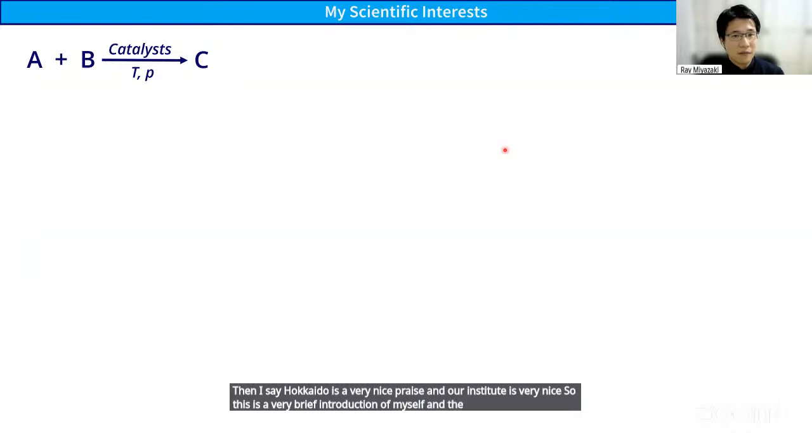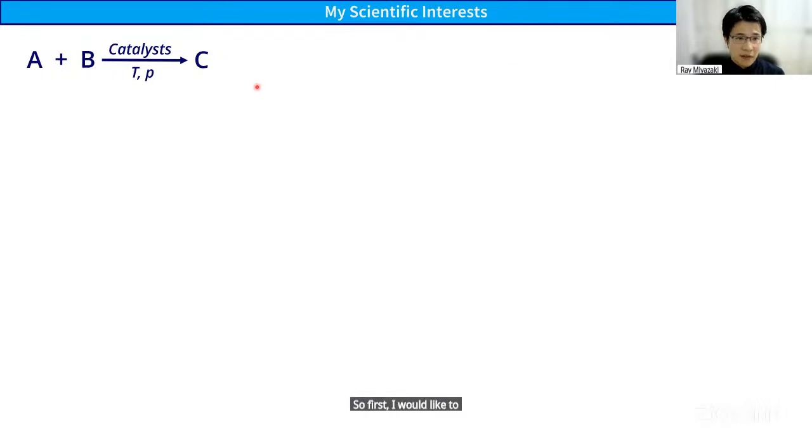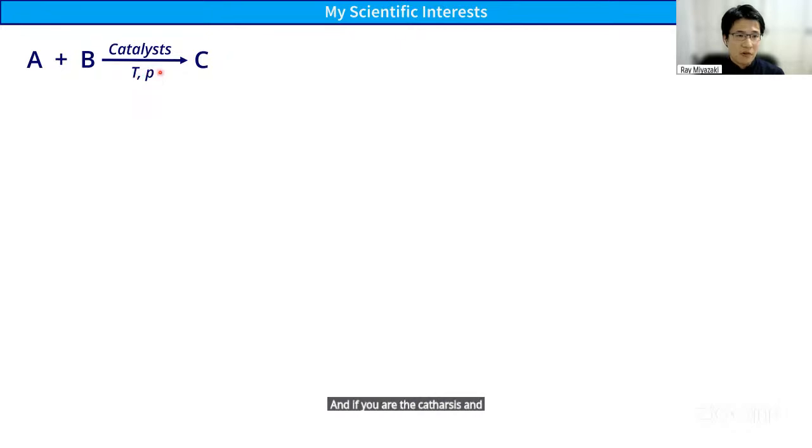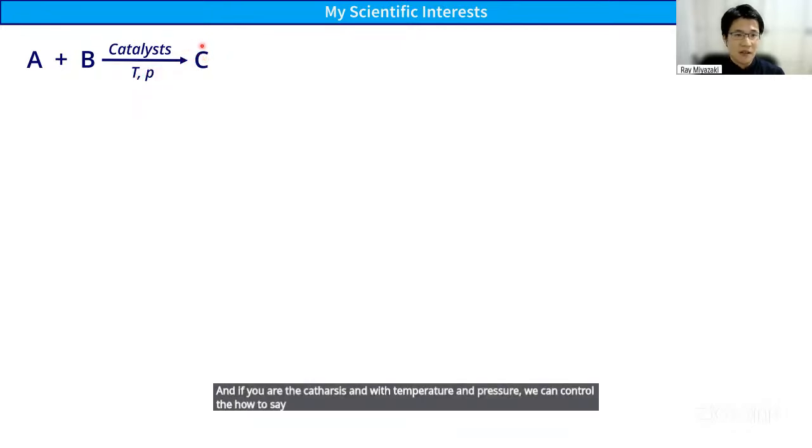So let me start the scientific part. First, I would like to talk about my scientific interest. This is a very typical equation of a chemical reaction. Here, A plus B generates a C molecule. And if you add a catalyst, with temperature and pressure, we can control the product, or the ratio of C. And this reaction is connected by this arrow.